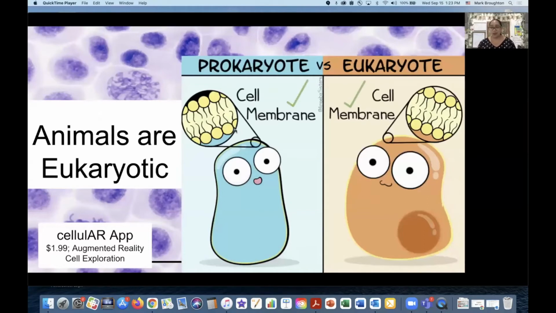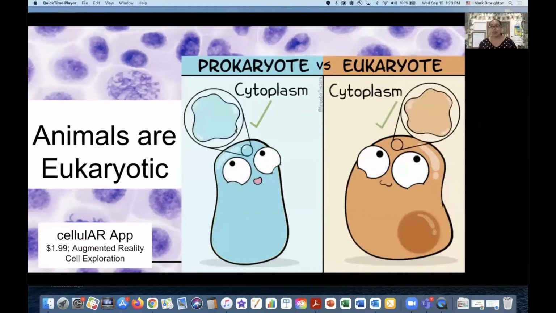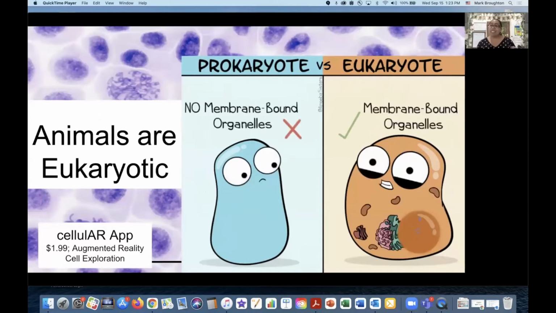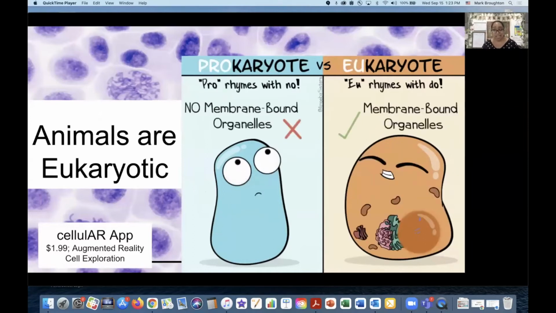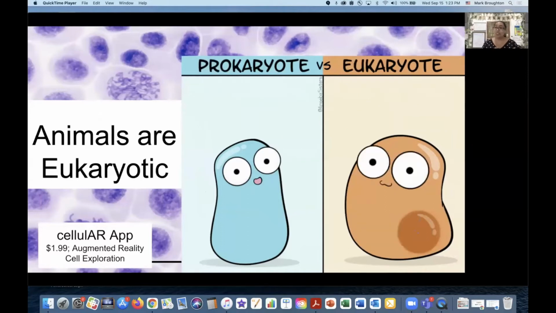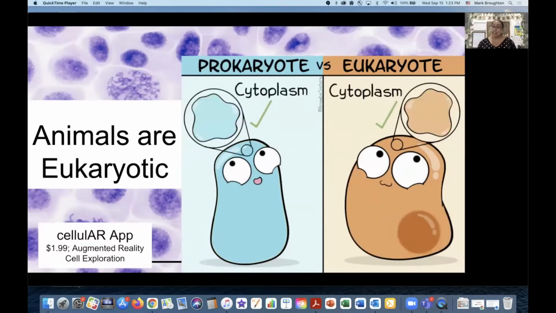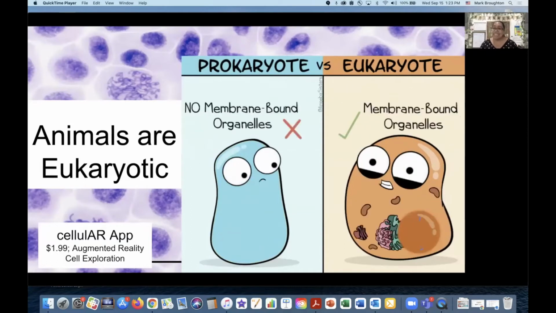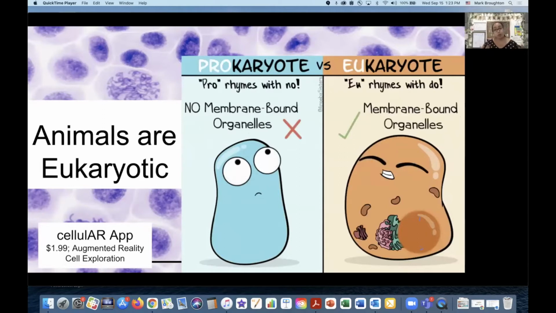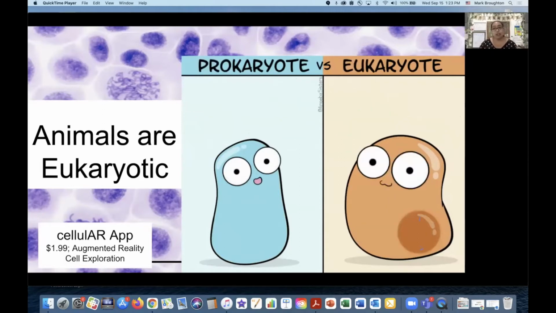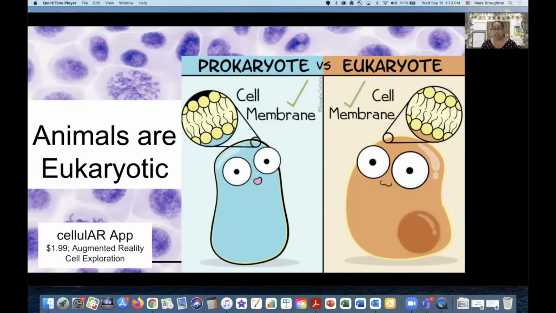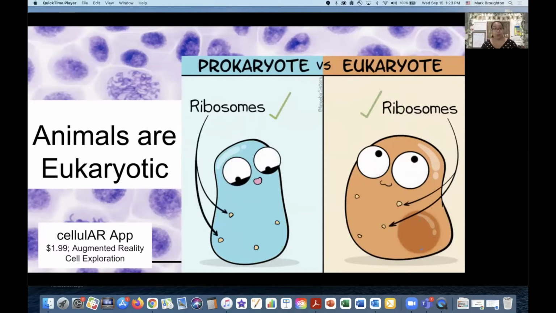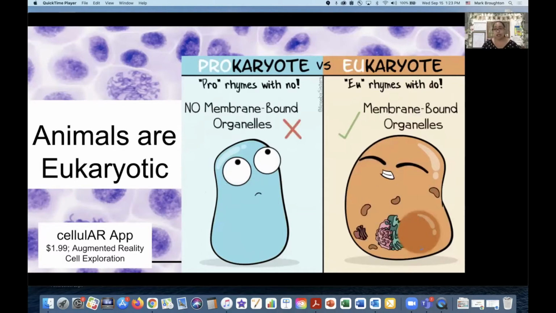Of course, we heard earlier that animals are eukaryotic. So what exactly does that mean? All eukaryotic cells have cell membranes. They also have cytoplasm, in which the organelles are suspended. They also have membrane-bound organelles, and the genetic material is contained in a nucleus. That is the most important part: eukaryotes have a cell nucleus, and animals are eukaryotic. We are animals too. We belong to class Mammalia, so we are also eukaryotic organisms.